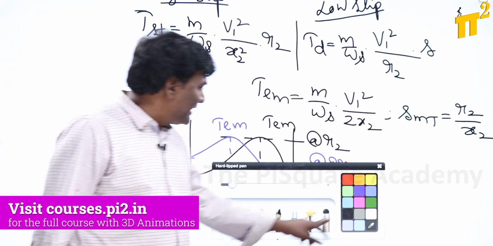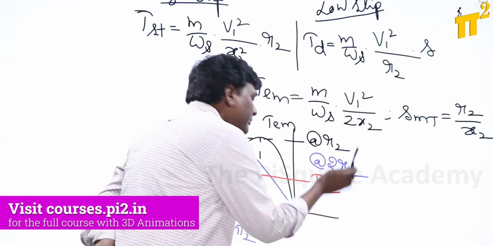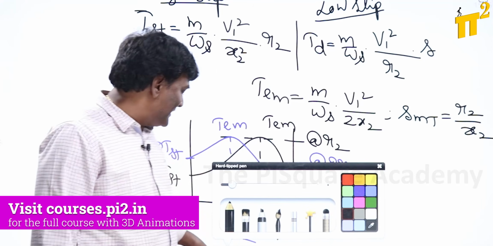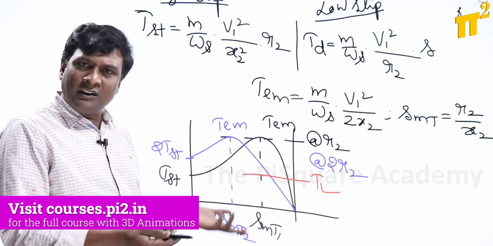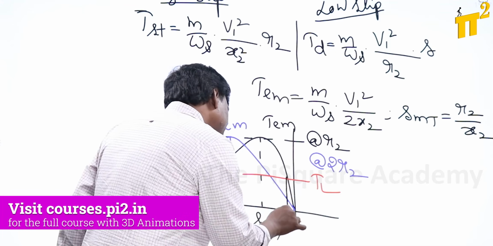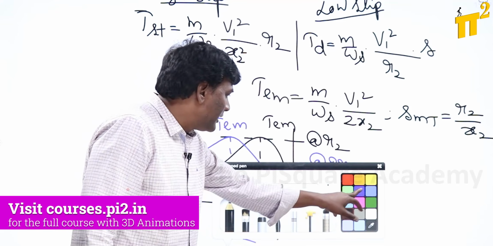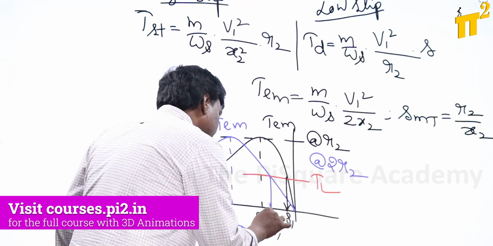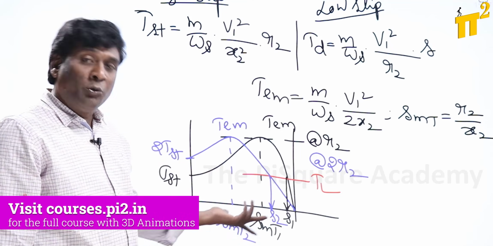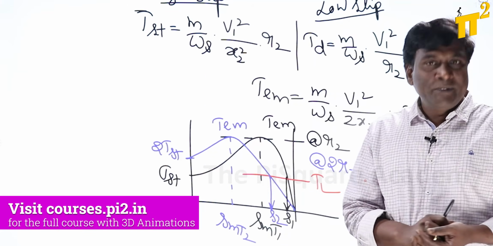Now let us think of for given torque requirement of the load, because the moment you find slip, rotor speed you can find. Because Ns into (1 minus s). So this is S1 for a given torque requirement, and this is S2. S1 to S2 change has happened or not? Yes. The moment slip is changed, automatically rotor speed is going to be changed.